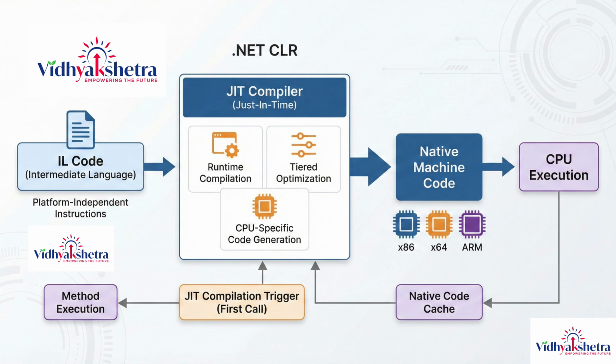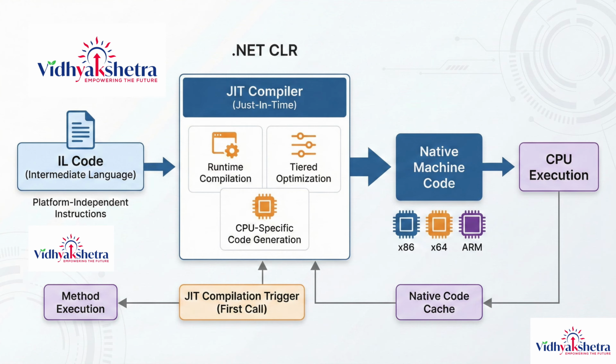The JIT compiler also plays an important role in debugging. Debug builds use different JIT optimization levels to preserve debugging information. Release builds enable aggressive optimizations for performance. The JIT compiler adapts its behavior depending on the build configuration. In debug mode, it generates code that is easier to debug. In release mode, it focuses on speed and efficiency.